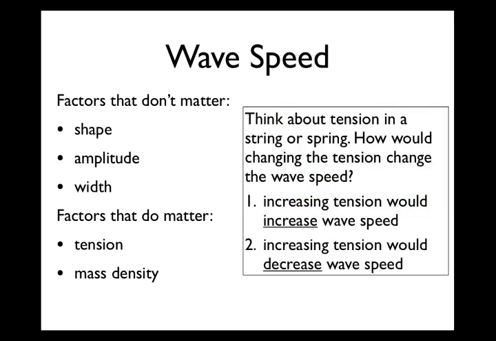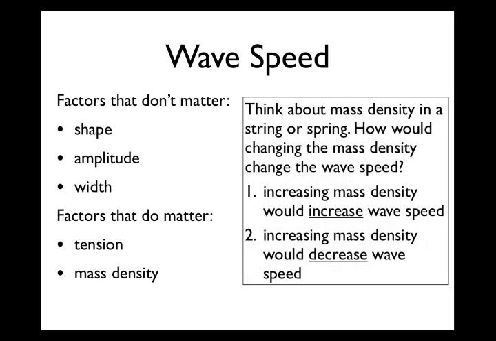All right, so a couple of questions. If you think about tension in a string or spring, how would changing the tension change the wave speed? Does increasing the tension increase the wave speed or decrease the wave speed? And the correct answer is increasing the tension increases the wave speed. Again, hopefully you observed in your explorations that when you pull the spring so it's more taut, which is an increase in the tension in the spring, waves travel faster through that material.